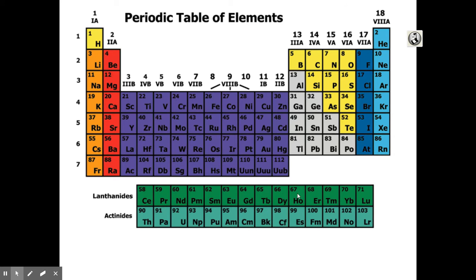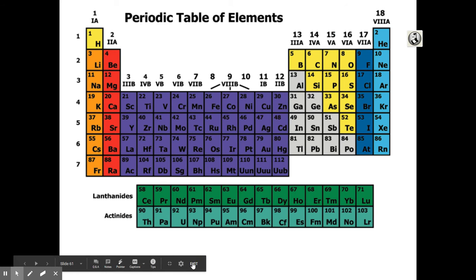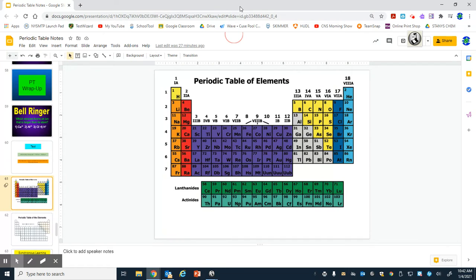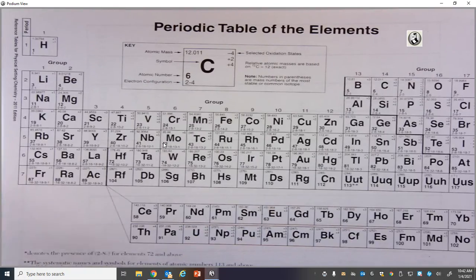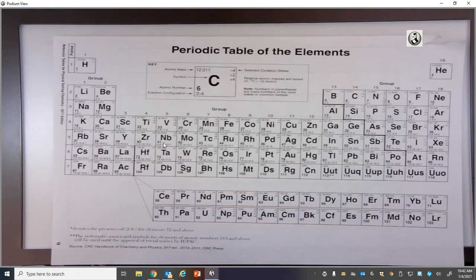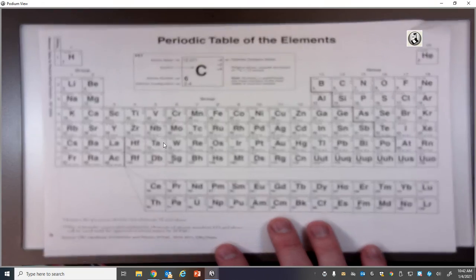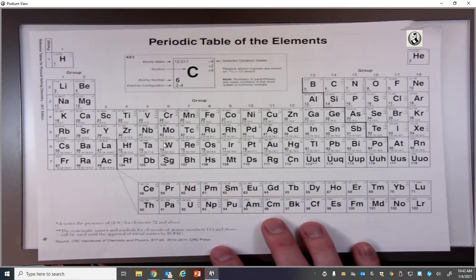So here we go. Periodic table of elements. You got your periodic table right here. Actually, I think I'm going to pop this down. I'm going to do this the old school way to make sure that life works out well for us here. So this is your periodic table that you have on your reference tables. And this one's going to allow me to write on it, is kind of why.